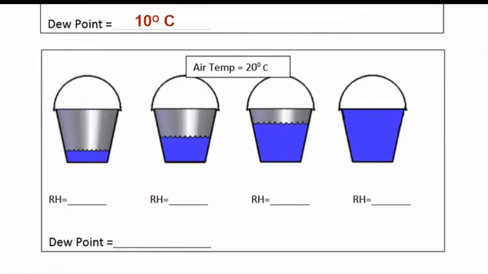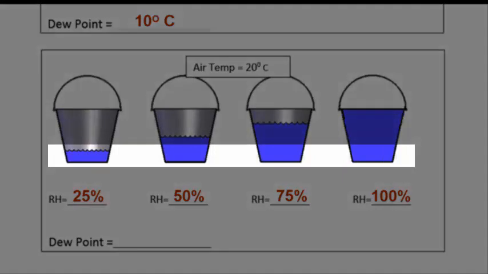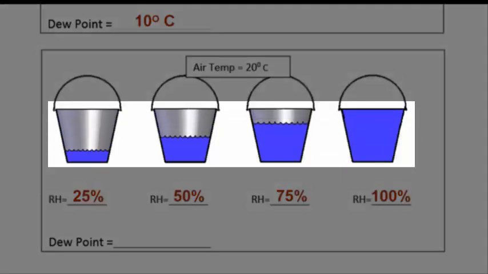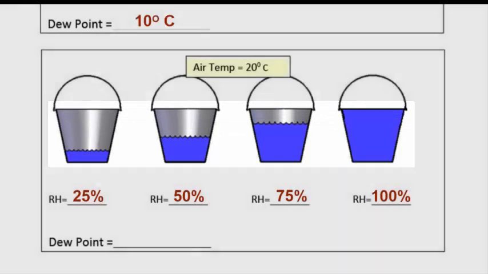And finally, we're going to see the first set of buckets again. Air temperature is remaining constant, so the bucket stays the same size. But we're adding water vapor, and we're going from 25 to 50 to 75% to finally 100% humidity. The bucket's full. In this case, we have added water to raise the dew point temperature until it's the same temperature as the air. So therefore, our dew point temperature, since the air is saturated, is also 20 degrees Celsius.